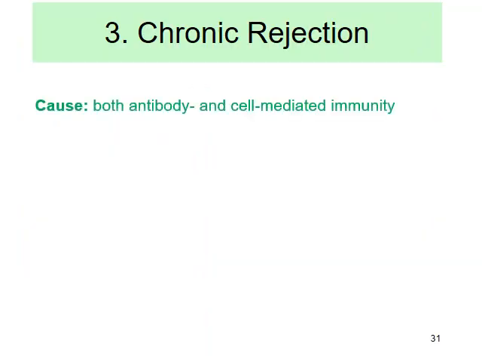Chronic rejection comes, because this is going to be a question. I'm going to ask you what are the causes of hyperacute rejection. I'm going to ask you what are the causes of acute rejection and how would you compare three types. So you can see from chronic rejection, it is both antibody and cell-mediated immunity.